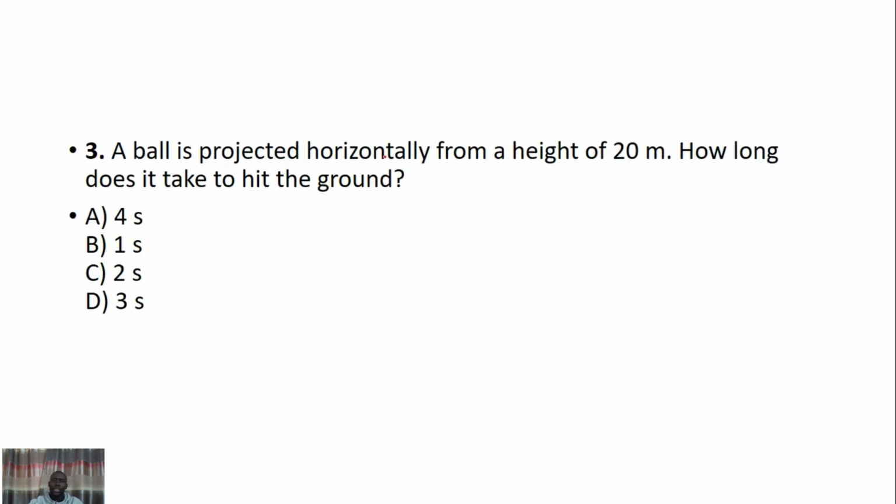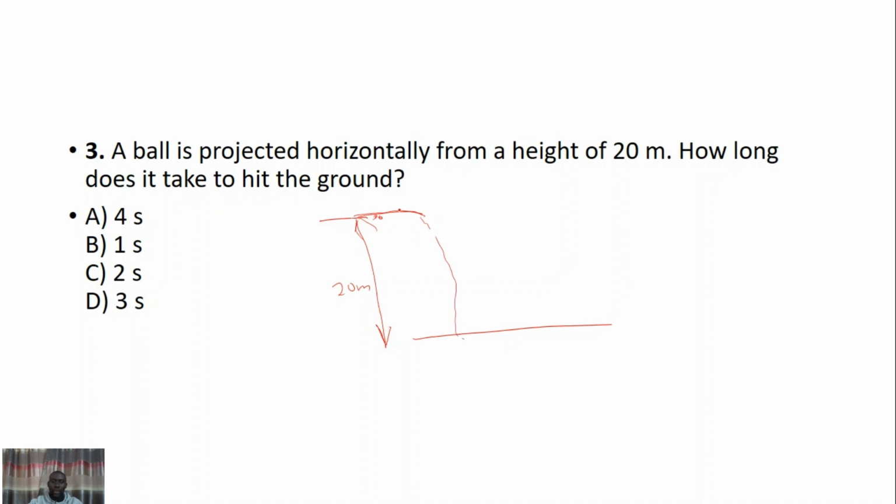A ball is projected horizontally from a height of 20 meters. How long does it take to hit the ground? They say it was projected from a height of 20 meters and it was projected horizontally. When they say horizontally, it means the angle here is 0, right? And it hit the ground.